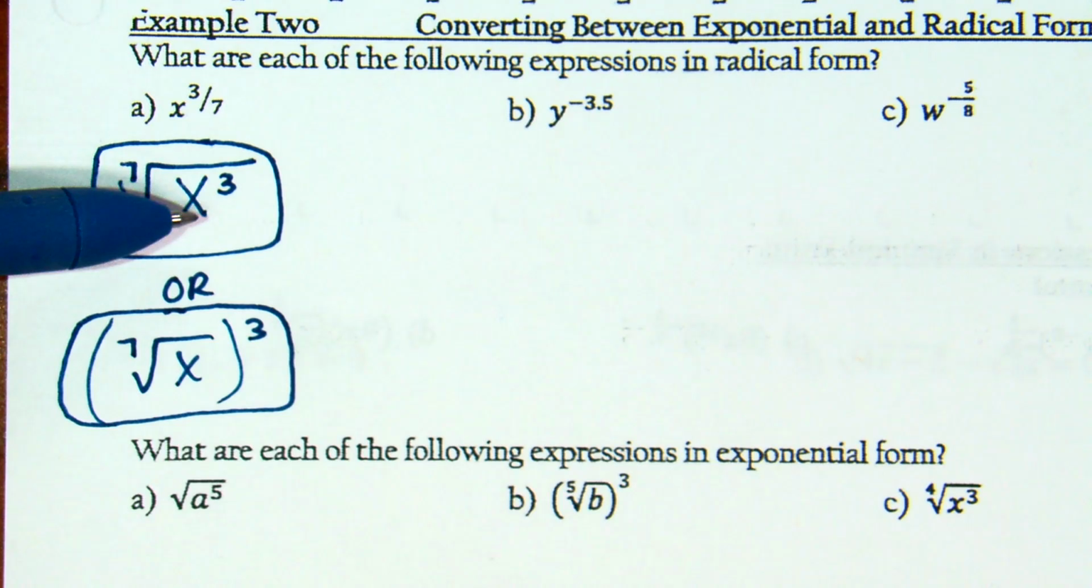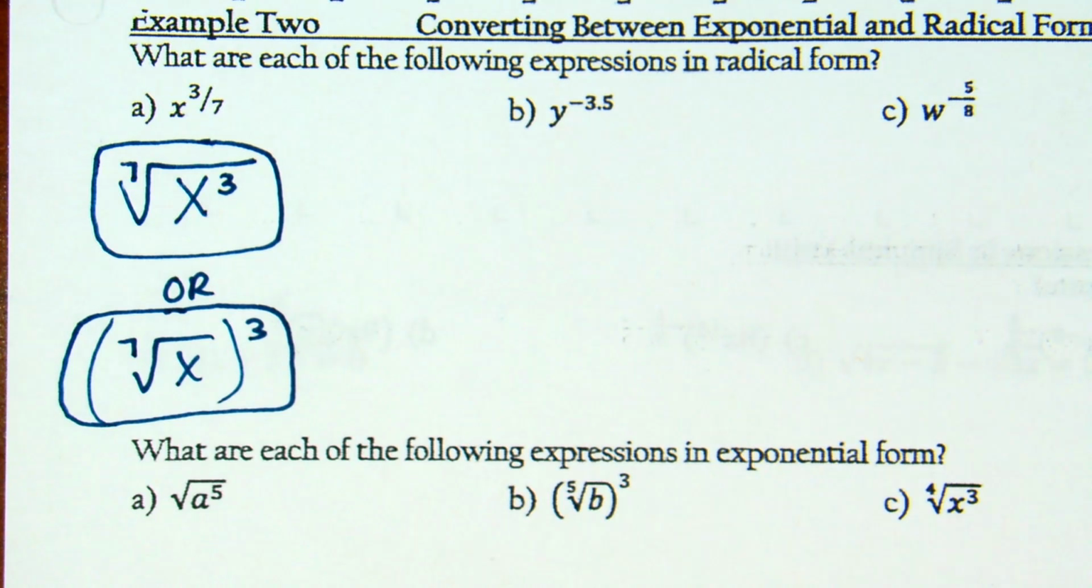Okay, B. y to the negative 3.5. Right now we have it in exponent form. We're trying to go to radical form. What's different about this problem, though? It's a decimal. We need it to be a fraction. Well, what do you guys know about 3.5?